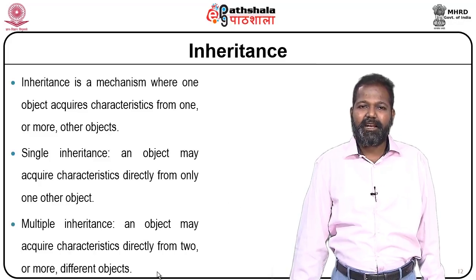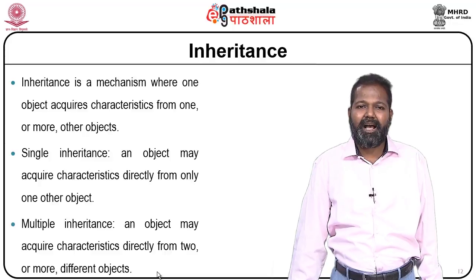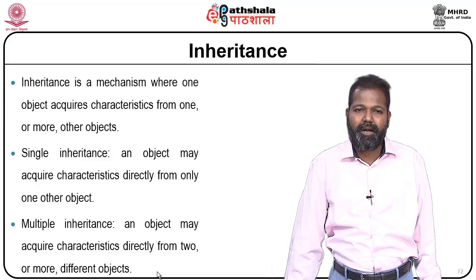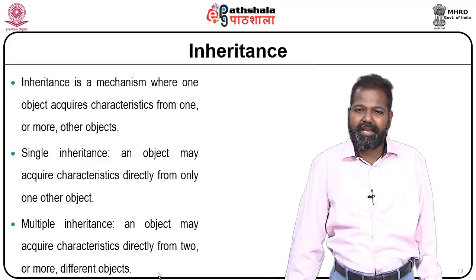So, one important point is when you are identifying a generalization specialization hierarchy, it is a superclass subclass relationship. All common attributes are modeled in the superclass. A subclass is identified only if it has attributes specific to it. So, inheritance is a mechanism where one object acquires characteristics from one or more other objects.